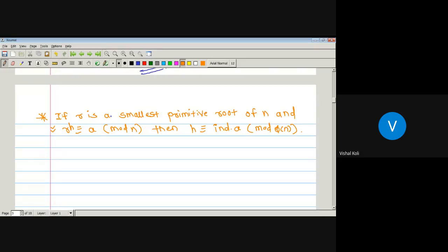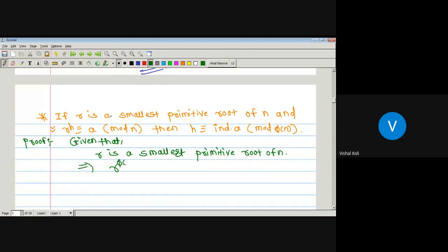Given that r is the smallest primitive root of an integer n, which implies r to the power phi of n is congruent to 1 modulo n, and r to the power k is not congruent to 1 modulo n whenever k is less than phi of n.